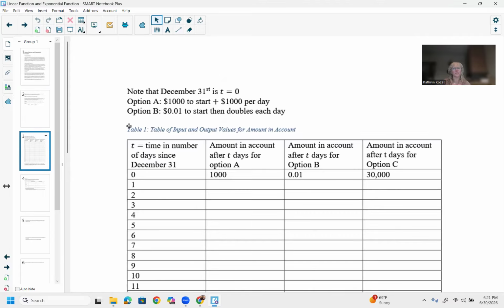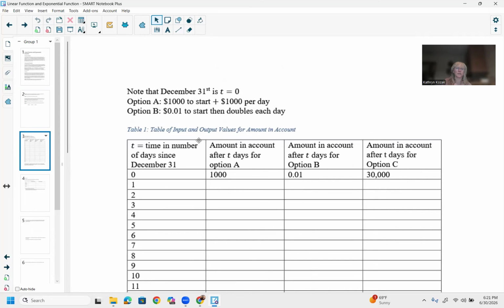Note that December 31st is time equals 0. Option A, $1,000 to start plus $1,000 per day. Option B, $0.01 to start and then doubles each day. And then option C, again, is just $30,000 right now.